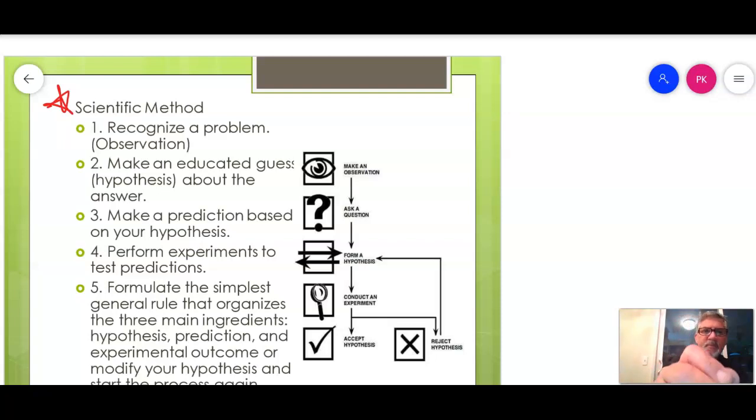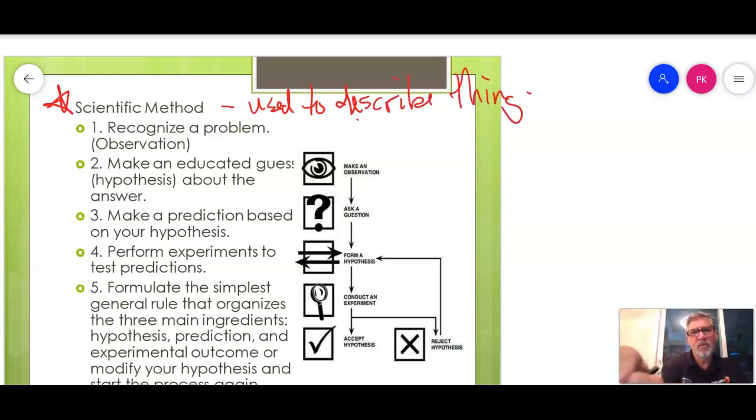So the scientific method is used to describe things seen in nature. So things that are naturally occurring, that's what we use the scientific method for. A lot of times I have students tell me, well, what's the first step of the scientific method? And they say, ask a question. Well, you really can't ask a question unless you make an observation. So I like to say it starts with an observation.